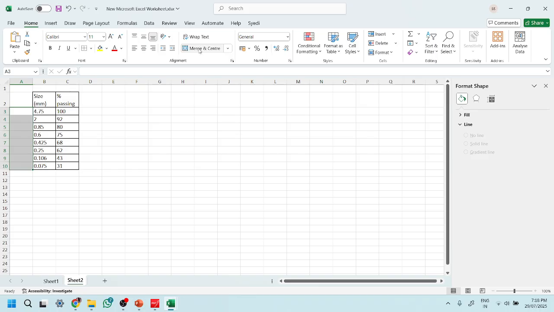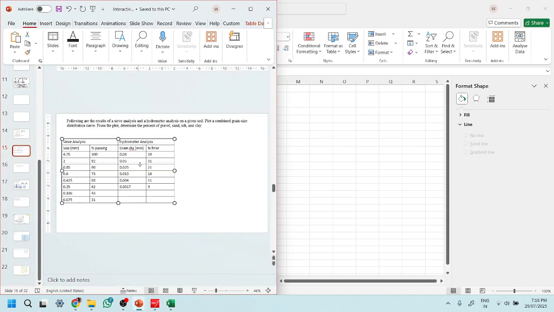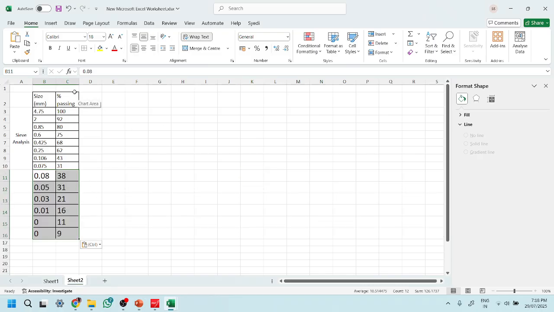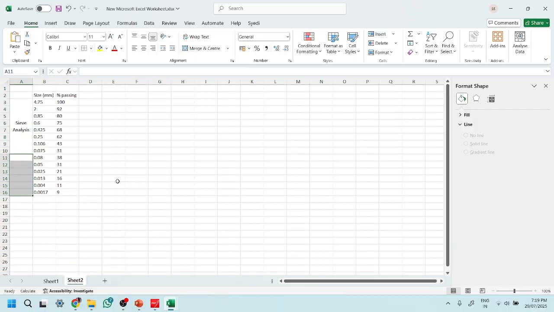Let's say this is the sieve analysis. Then we have the hydrometer. This is the hydrometer analysis.